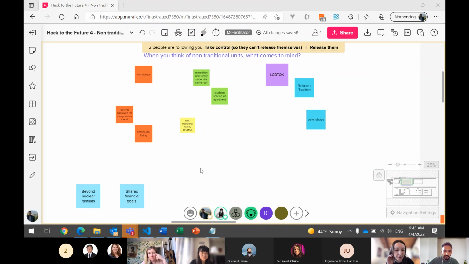Great, nice. I think we're seeing a lot of the same themes, right? Friendship, communal living, a non-traditional family structure, beyond that nuclear family. I think we're all in the right mindset here.